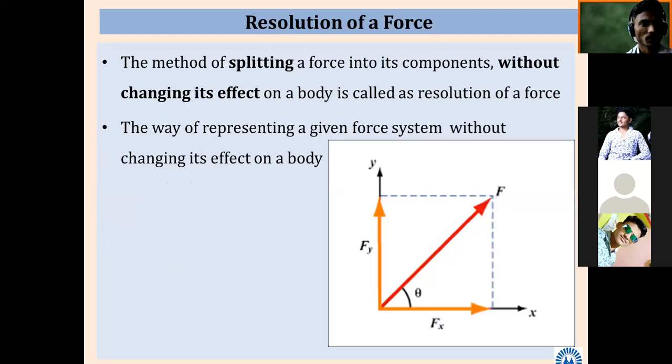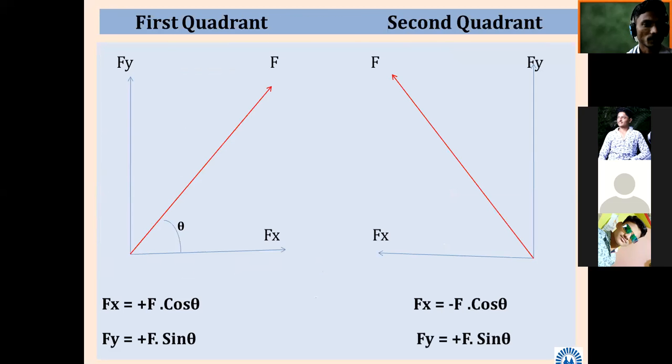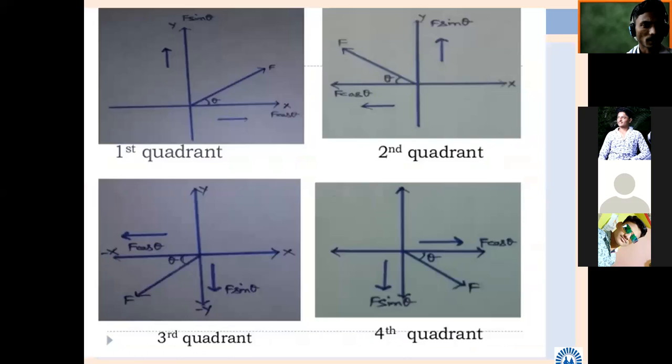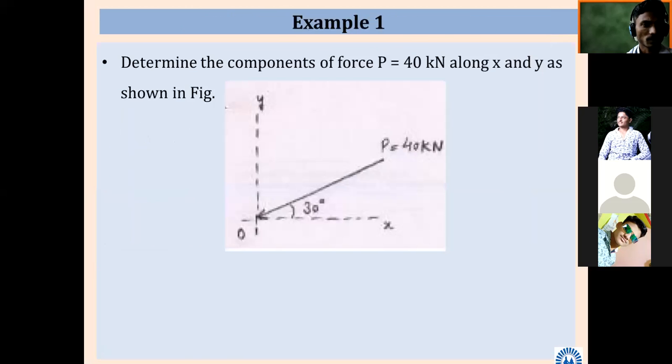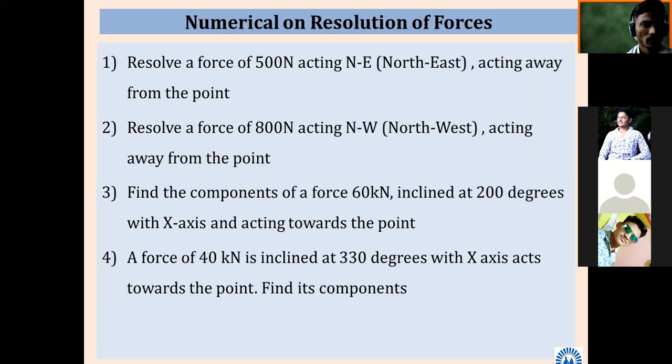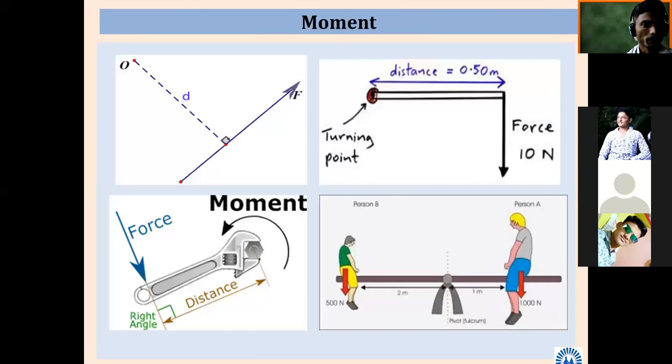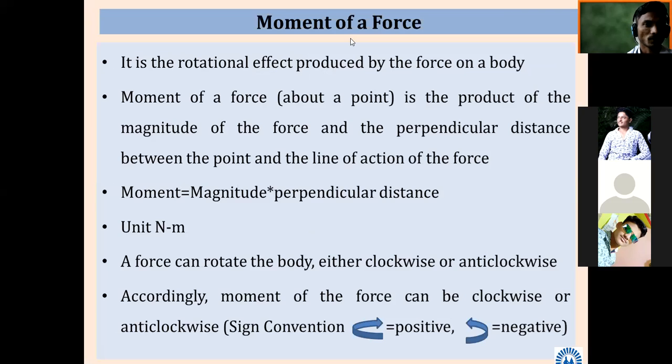Afterwards we started moment. This sign convention was shown for a single force. The main part we started is moment. What have we seen in the case of moment? Moment is nothing but a rotational effect. If a particular force is applied, it is not necessary that the body moves from one place to another place. On the other hand, it will rotate if one point of the body is fixed, that we have seen.